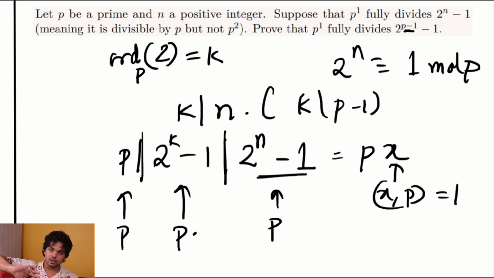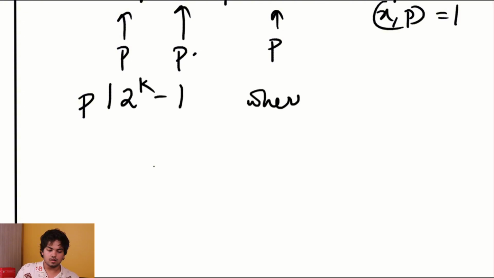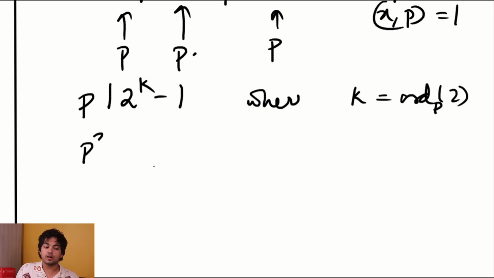Now we sort of just excluded n, which was our funny guy in the middle who was obfuscating things. We've kicked it out. We've shown that p fully divides 2 to the k minus 1, where k is the order of 2 mod p, right? p squared does not divide 2 to the k minus 1. So if you wrote down the prime factorization of 2 to the k minus 1, only one p will show up, not a higher power.